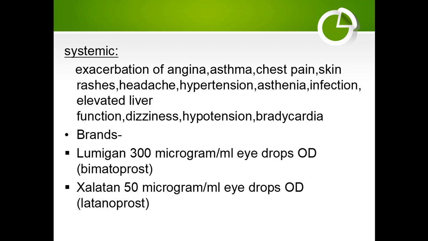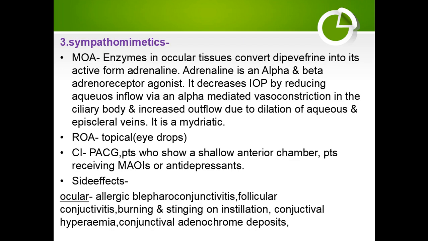Systemic side effects are exacerbation of angina, asthma, chest pain, skin rashes, headache, hypertension, asthenia. Asthenia is nothing but weakness. Infection, elevated liver function, dizziness, hypotension, bradycardia. So the brands are Lumigan 300 microgram per ml eye drops once a day. It contains bimatoprost. Another brand is Xalatan 50 microgram per ml eye drops once a day. It contains latanoprost.